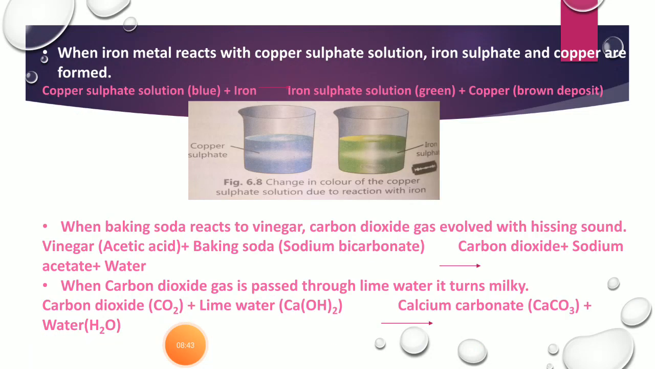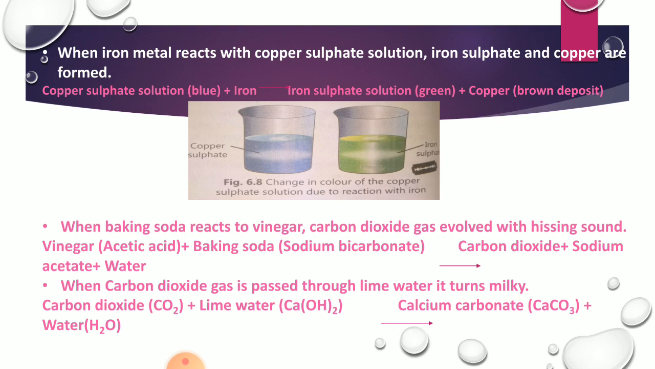Then our next reaction is when iron metal reacts with copper sulfate solution, then iron sulfate and copper are formed. So again, two new substances are formed. What happened in this reaction? Students, copper sulfate solution has blue color. You can see in the image, the first one is a solution of copper sulfate. Copper sulfate solution is of blue color.